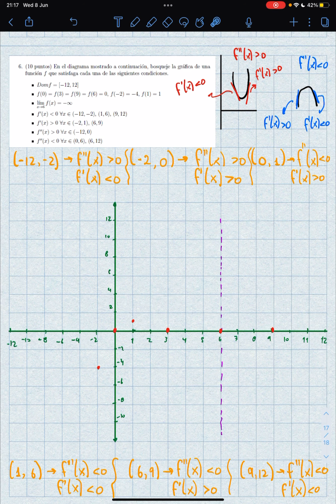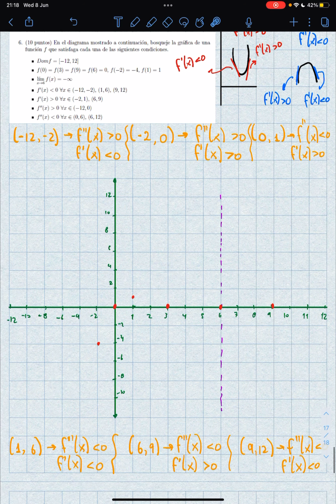The next interval needs to be split, from minus 2 to 0, okay? As you can see here, the second derivative is gonna be greater than 0, and the first derivative needs to be, as you can see here, greater than 0. And that's how you do it for all the intervals. Okay, so let's start to work.